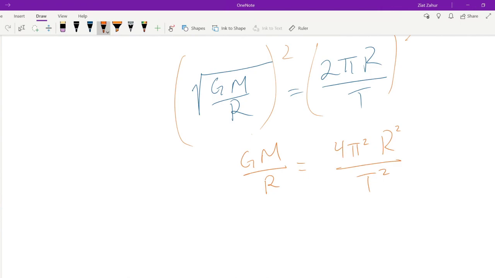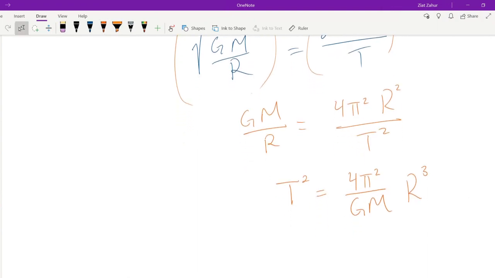If I do this, let's take the T to the other side, so T squared is equal to 4 pi squared over capital G M times r cubed. All right, so now we have an equation that relates T, R, M, and M. All right, let's keep going.